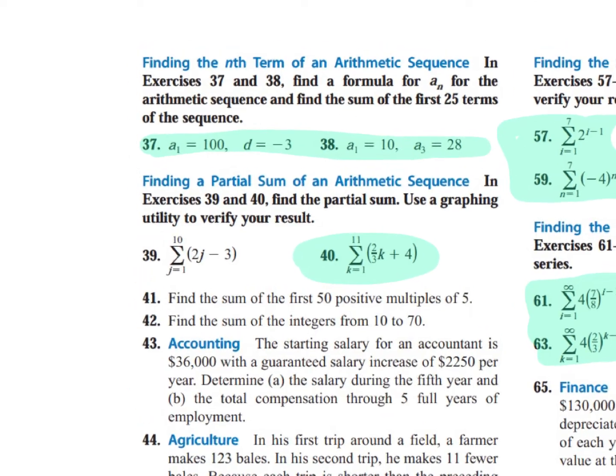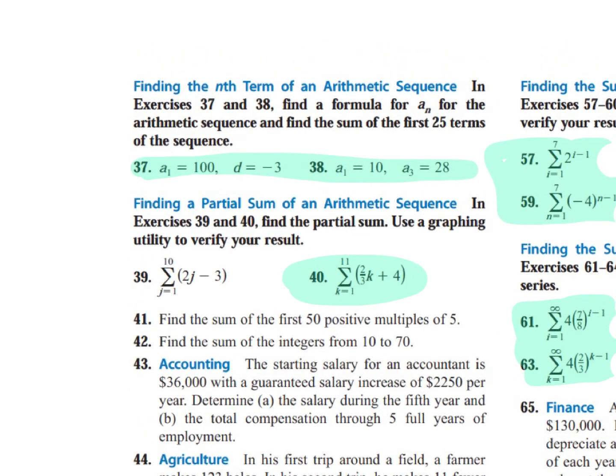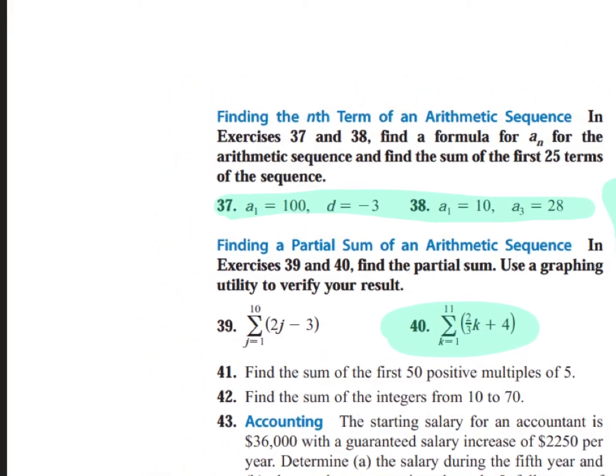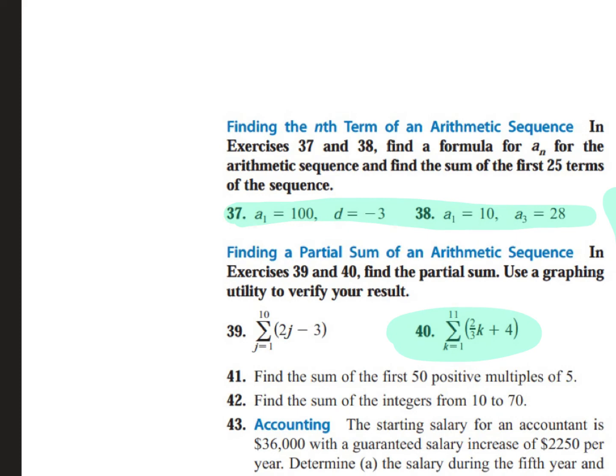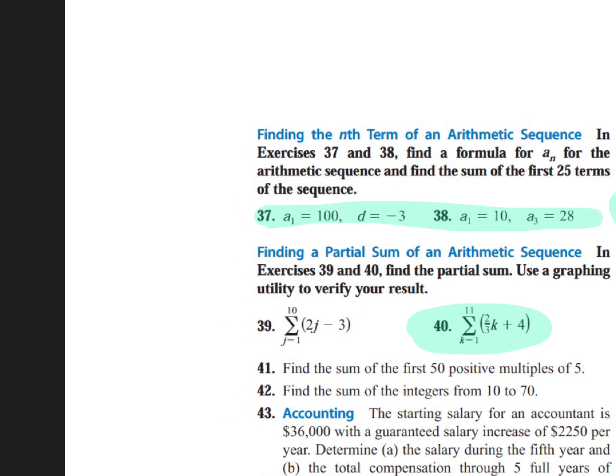All right, so 37. 37 and 38 are the same, just different numbers, kind of. So we have to find the formula for a sub n for the arithmetic sequence and find the sum of the first 25 terms of the sequence. So our general formula is a sub n is equal to a sub 1 plus n minus 1 times d.